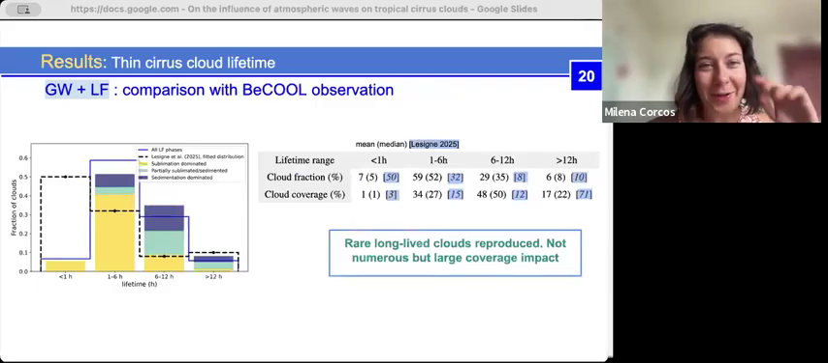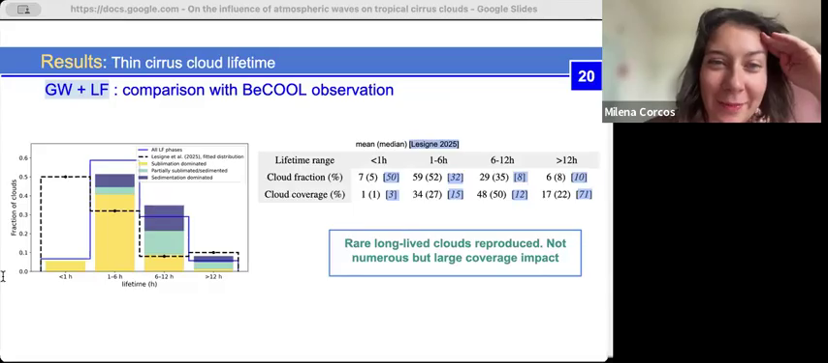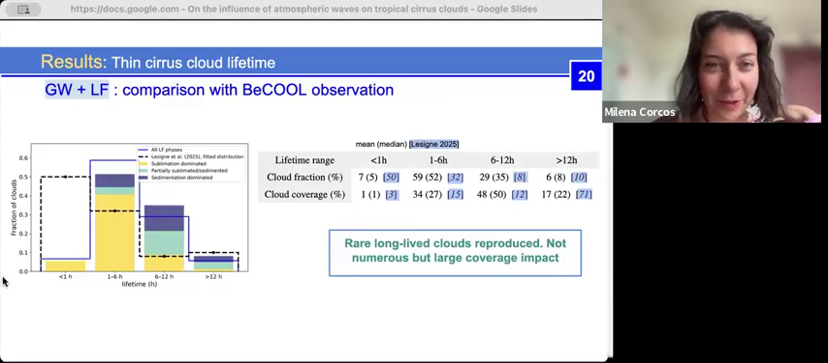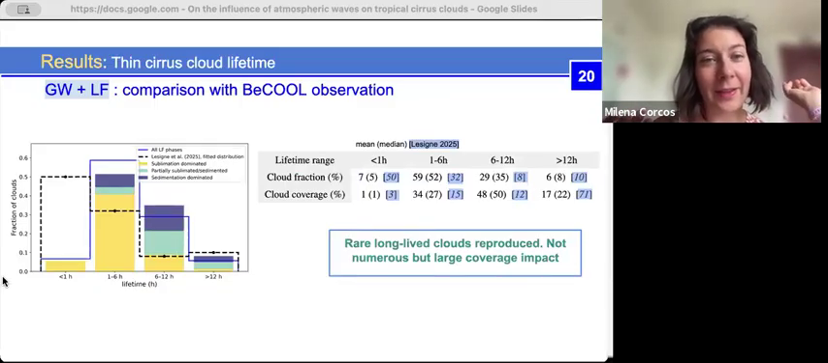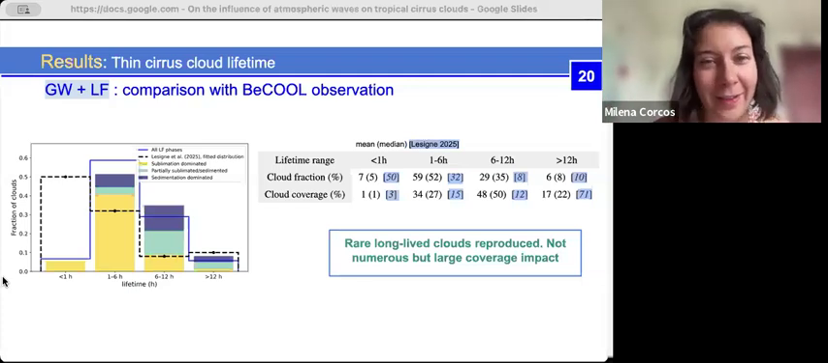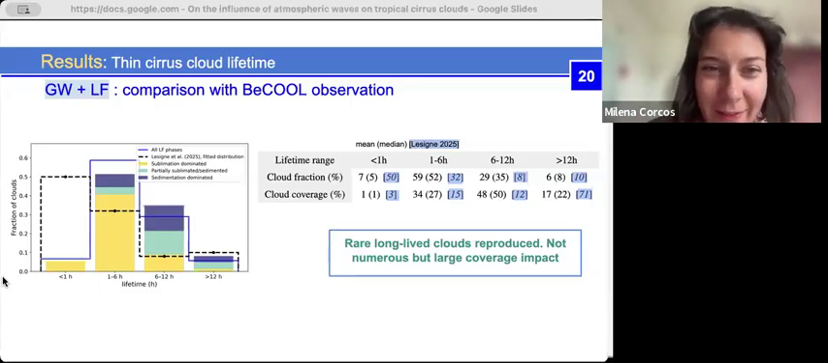So here I compare my simulated lifetimes with the BCool observations, and I want to highlight that this comparison is very first order, because we are comparing apparent lifetime from balloon observations that are somewhat Lagrangian with our model that is looking in a Lagrangian way. So let's be a bit careful with this comparison.